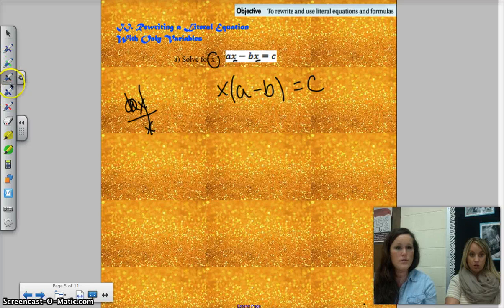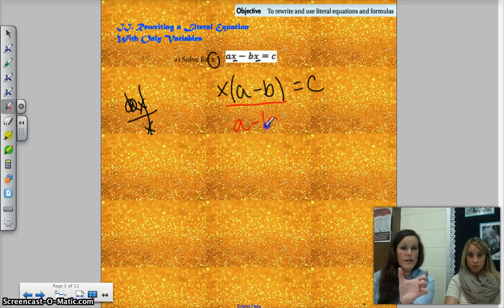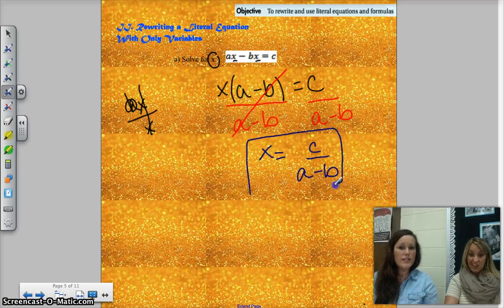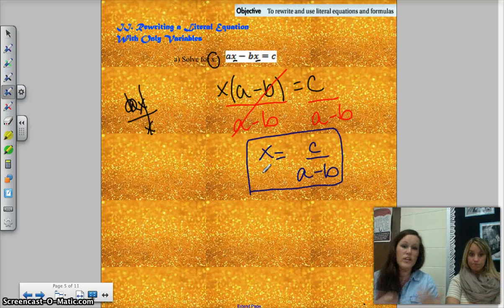So what do you do from here? Divide by all of that, a minus b, just to get it to go away. So that cancels the whole thing. I'm left with x equals c over a minus b. And that's your final answer. You solved for x. That's what they wanted you to do. You isolated x. Actually, we did it, and you did it too on your notes. We believe in you.